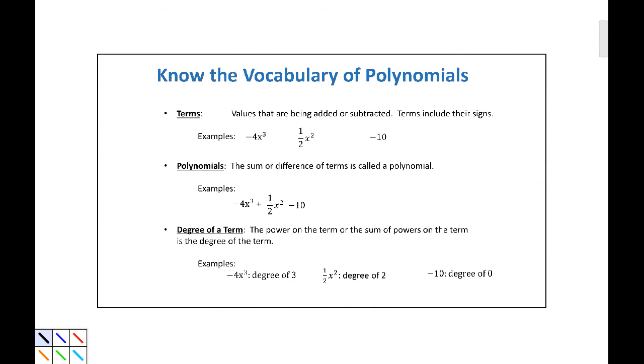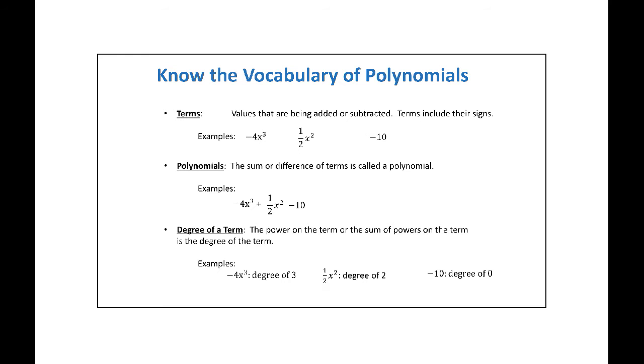The vocabulary of polynomials includes terms. Those are values that are being added or subtracted. Terms include their signs. So for example, we have negative 4x cubed, that's a term. 1/2 x squared, that's a term. And minus 10. Those are all terms. A polynomial is a sum or difference of terms.